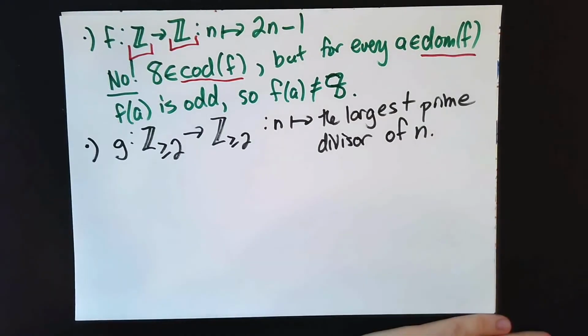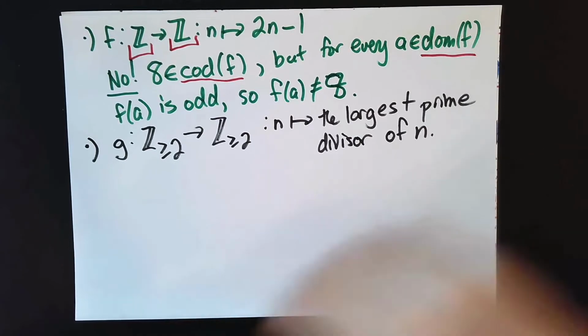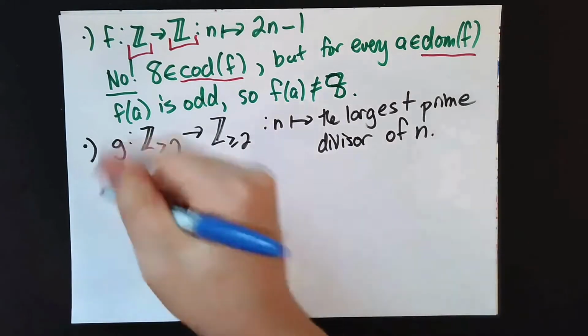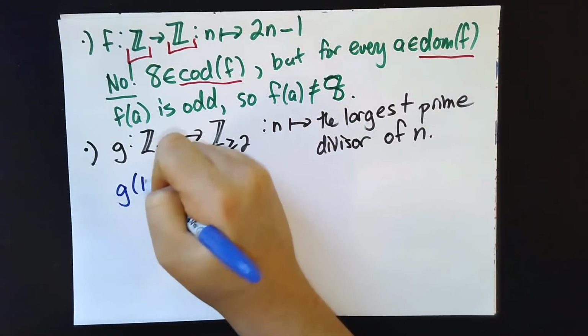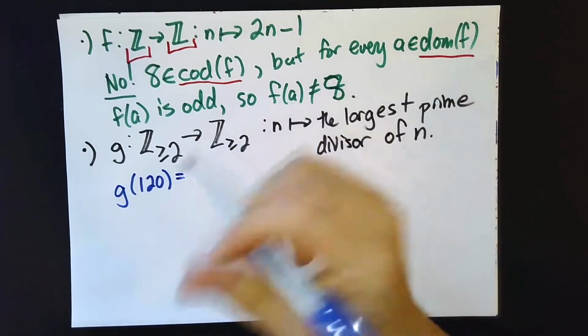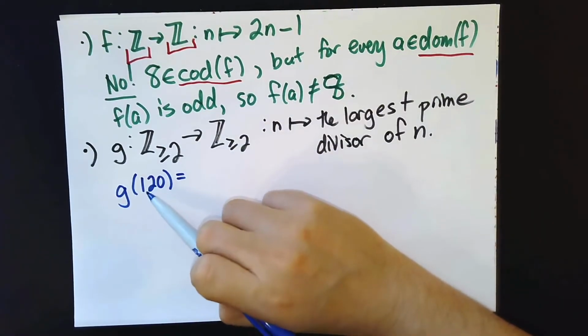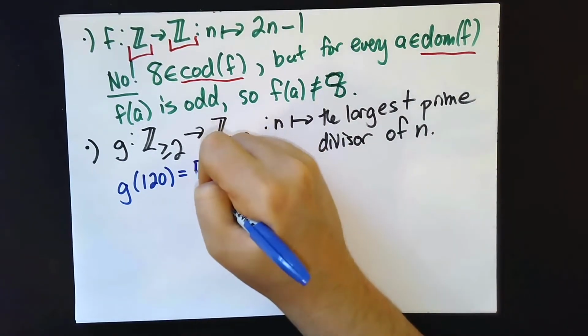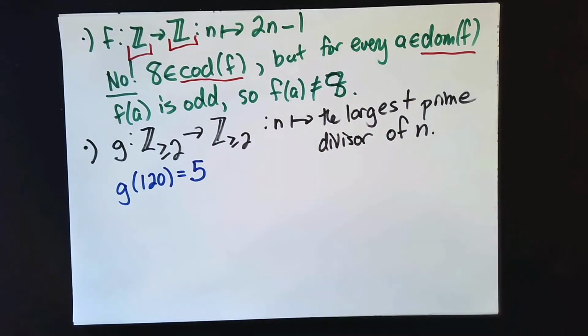Here's a good example of a function. We can take the set of integers greater than or equal to 2, and we can send each element of the integers greater than or equal to 2 to the largest prime divisor of that number. So, just for example, if you took g of 120, what would you get? Well, you could look at the factorization of 120 and see that the largest prime that divides 120 is 5. And so my question for you is, is this function onto?